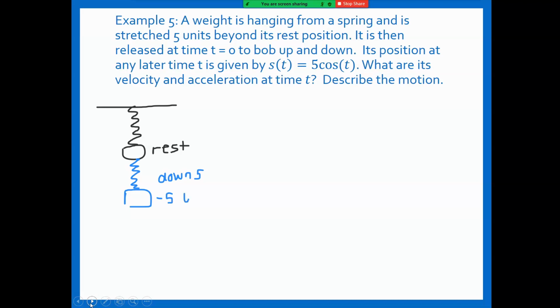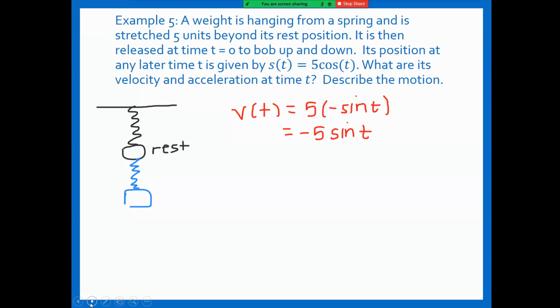So, like that negative 5 is at t equals 0. So, its function when it's being stretched is given by s of t equals 5 cosine t. What we want to do is determine its velocity and acceleration equation. So velocity, or v of t, would be 5 times the derivative of cosine t, which is negative sine t. So our velocity is negative 5 sine t.